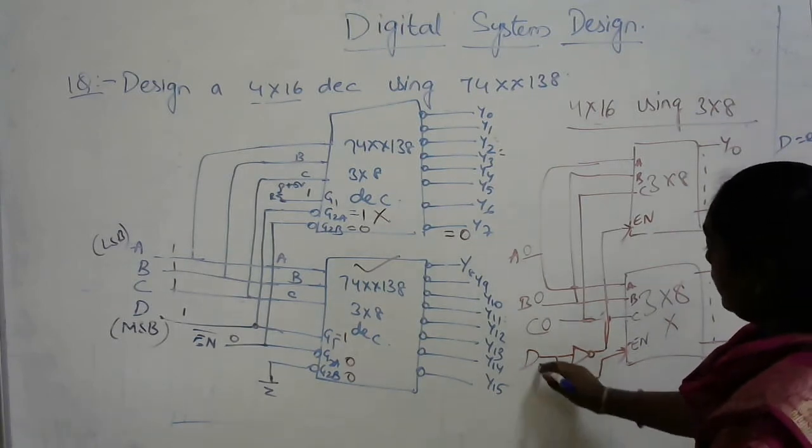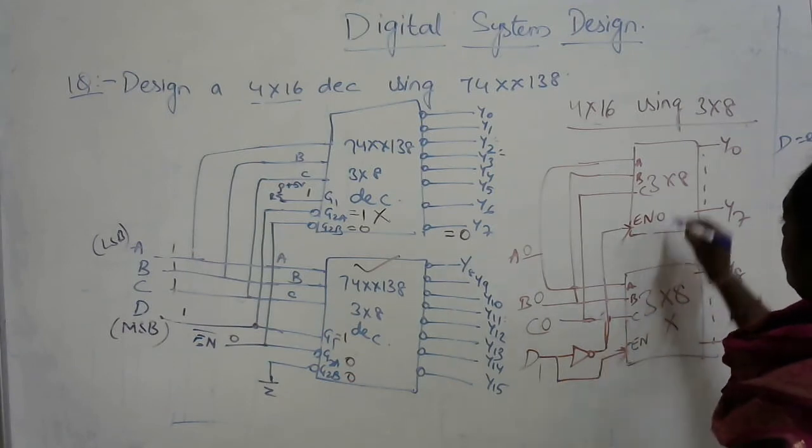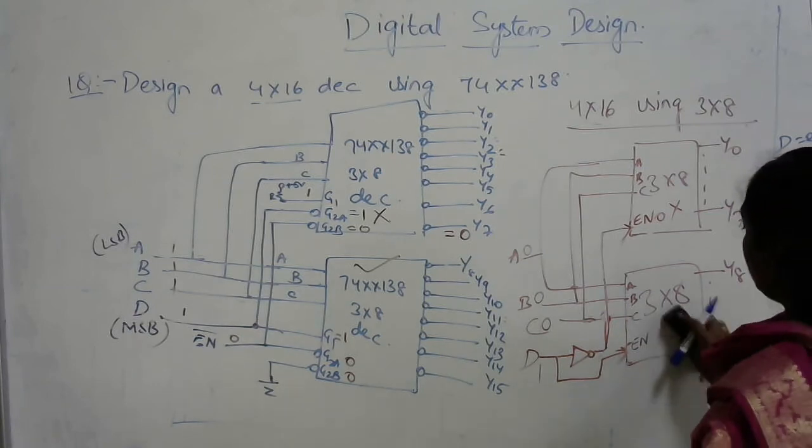If D is equivalent to 1, the complement of 1 is 0. So the first decoder is not going to function. The second decoder is going to be in the functional state.